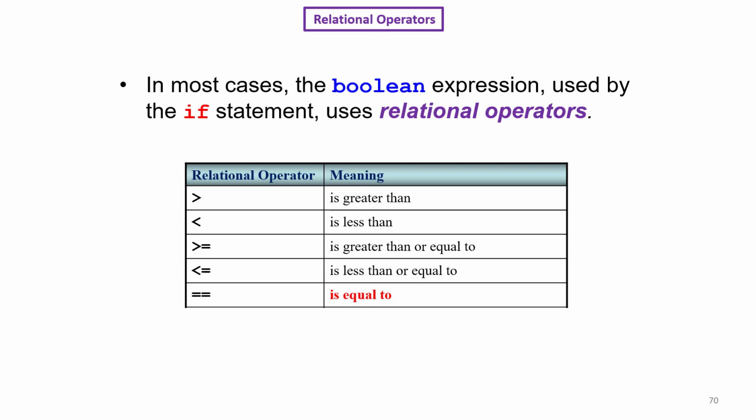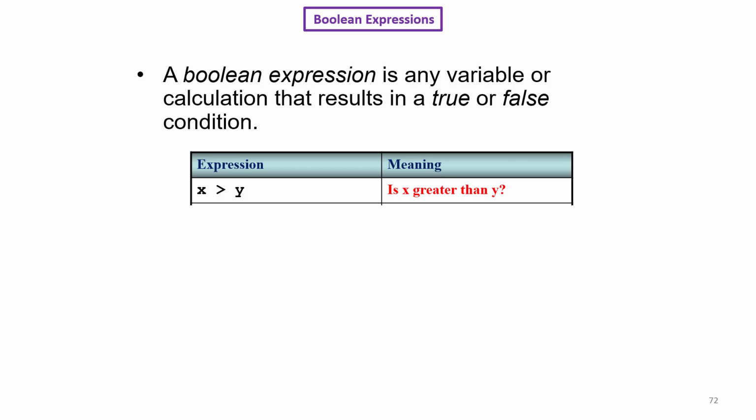A concatenated set of equal signs is equal to. And the exclamation mark concatenated with the equal sign is not equal to. A Boolean expression is any variable or calculation that results in a true or false condition. This one asks the question, is x greater than y? Where x and y are typically numeric values. This asks the question, is x less than y?